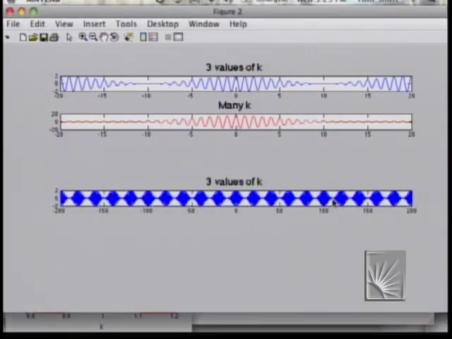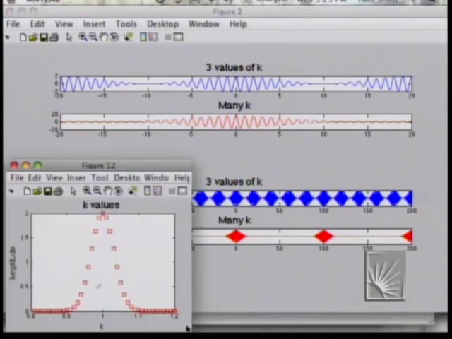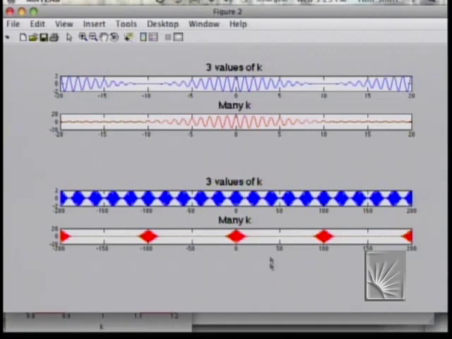Here I just expanded the scale. This is that. This went to 20. Now I went to 200. So I see that I have a bunch of packets. Okay, and these are going to represent particles. But if I have this many values of k, instead of having pulse, pulse, pulse, pulse, I get pulse, big blank space, pulse, big blank space, pulse. This is that, just on an expanded scale again. Okay?